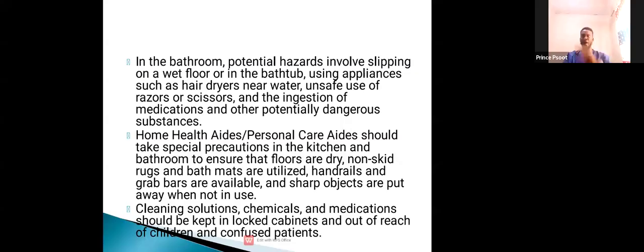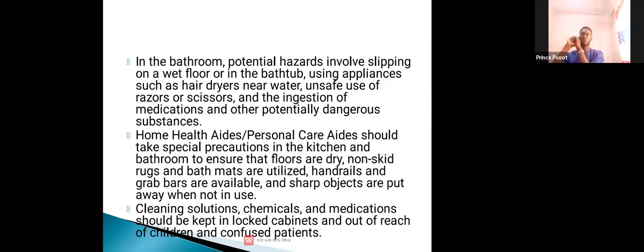That's for the kitchen. But in the bathroom, potential hazards involve slipping on a wet floor or in the bathtub, using appliances like hair dryers near water, the unsafe use of razors or scissors, and the ingestion of medications and other potentially dangerous substances. So home health and personal care aides should take special precautions in the kitchen and bathroom to ensure that the floors are always dry, non-skid rugs and bath mats are utilized, handrails and grab bars are available, and soap objects are put away when not in use.